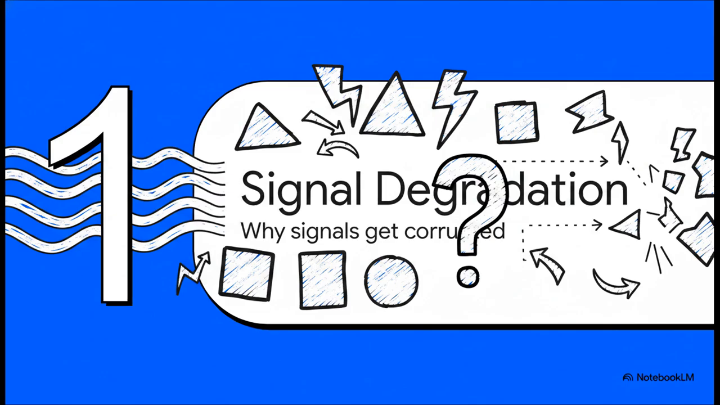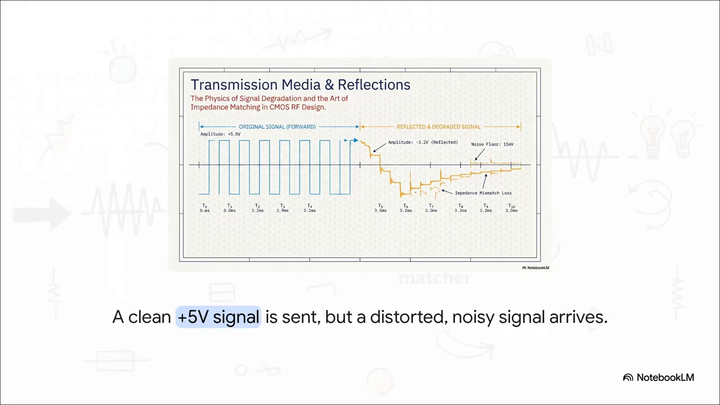A perfect signal goes in one end, and a corrupted, ugly version comes out the other. The big question is, why? Okay, here's the evidence. Look at the left. That is our original signal, a beautiful, clean, perfect series of +5-volt digital pulses. This is exactly what we wanted to send. But look what arrived on the right. It's a distorted, noisy disaster. And get this, it even has a big negative voltage spike. The information we sent is basically gone.